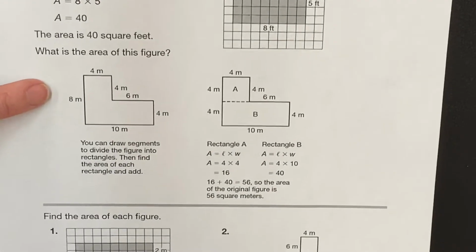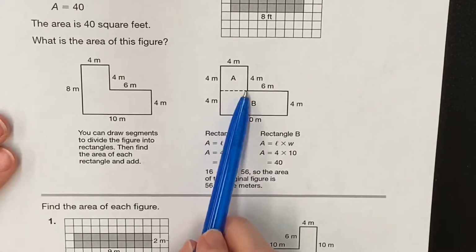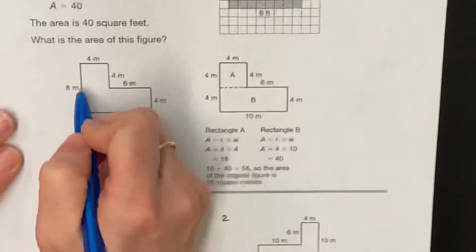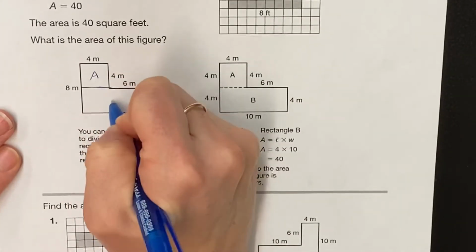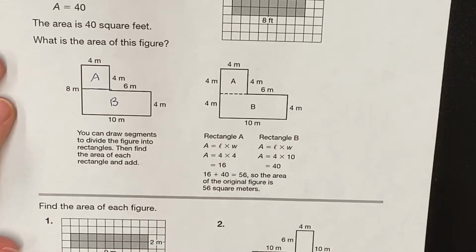Well, let's look at a figure like this. This is called an irregular figure or an irregular shape. And when you have an irregular shape, you are going to need to draw segments or draw lines to divide the shape into two separate shapes, just like they did here. Okay, so the easiest way to do this would probably be just like what they did here. We're going to separate it here to make shape A and shape B. Now you just made two separate shapes.